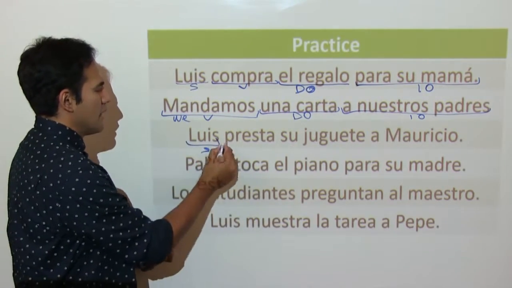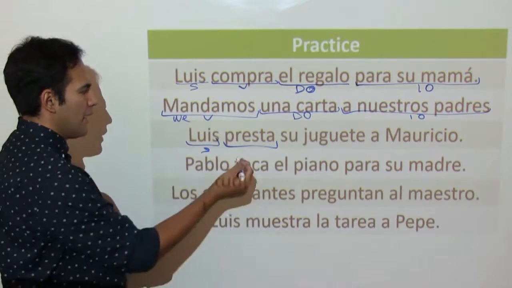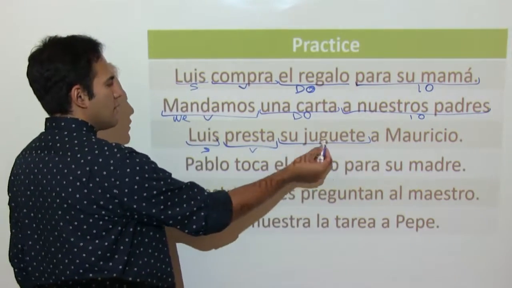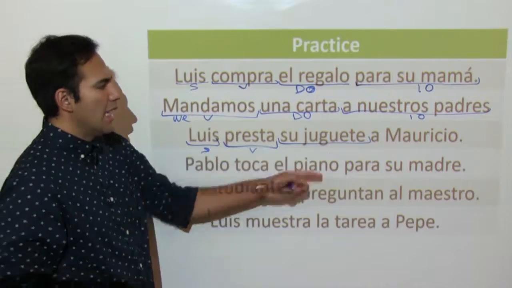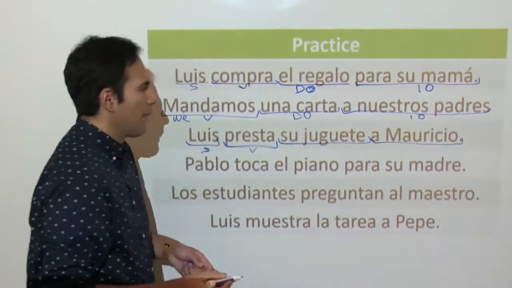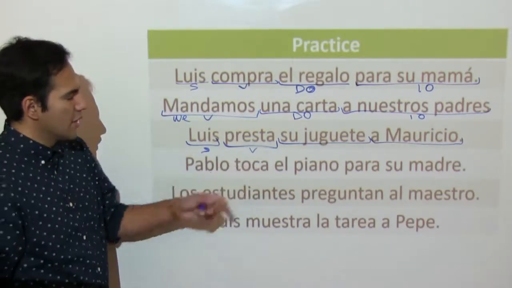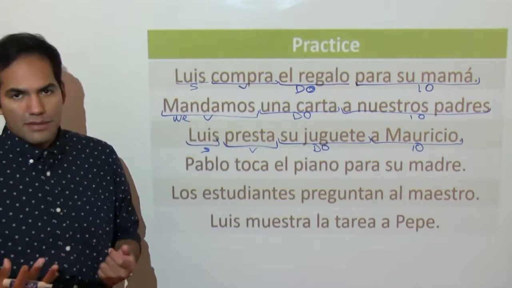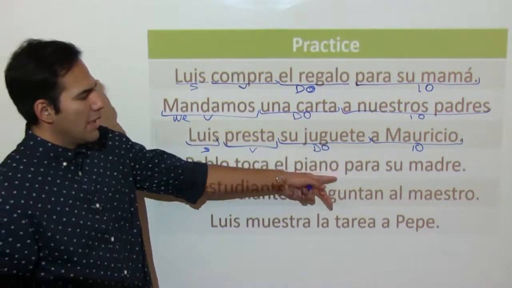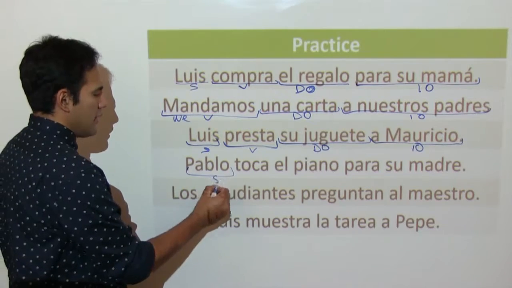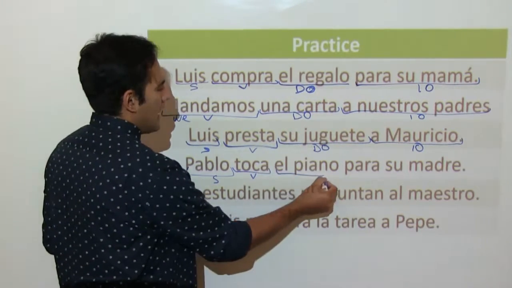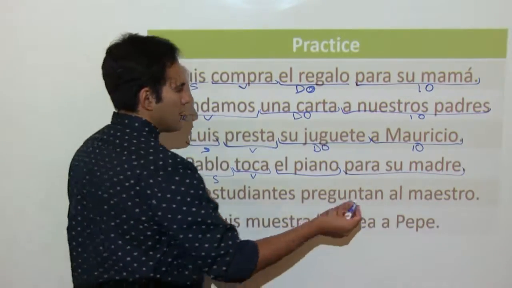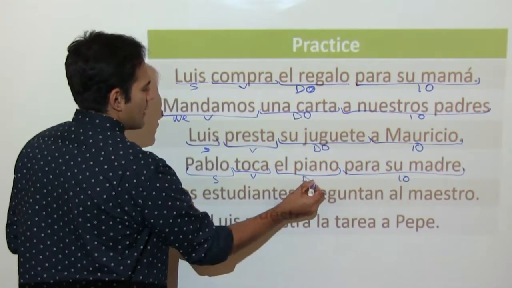So we have Luis, our subject, presta, which is to lend. It's our verb. Su juguete, a toy, his toy. Su juguete a Mauricio. So, su juguete, it's going to be our direct object, and a Mauricio, our indirect object, because he's the recipient. Pablo toca el piano para su madre. Pablo, our subject, toca, our verb, el piano para su madre. So who's the recipient here? Will be su madre. So indirect object and direct object.